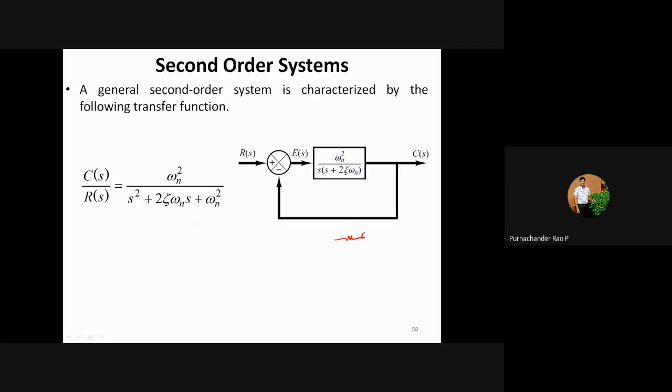Just take an RLC circuit, R, L and C. So this is exactly like the DC circuit, and you find out the current response by voltage response. You are going to get this.